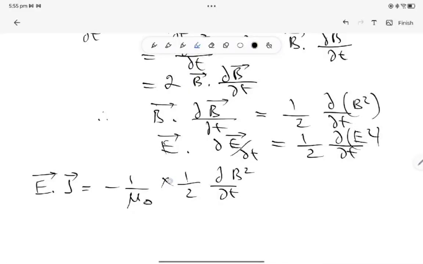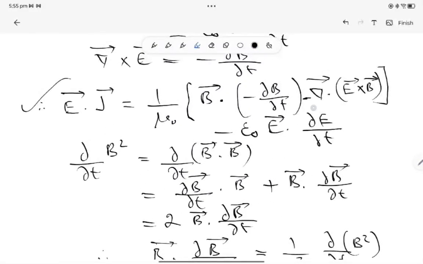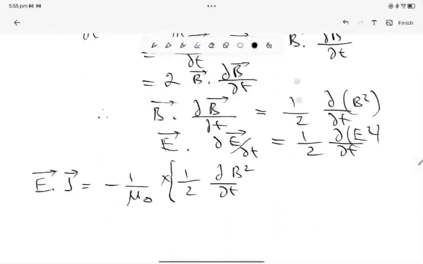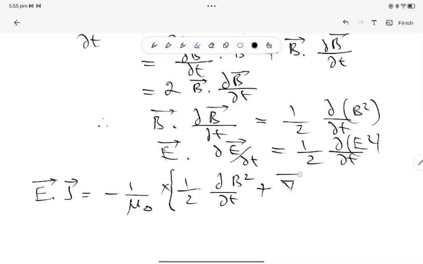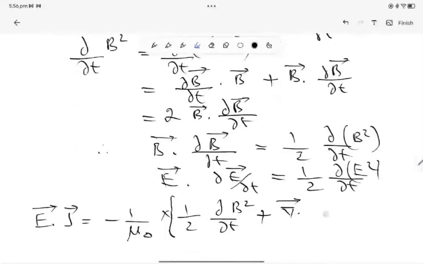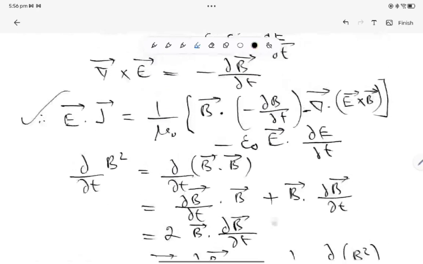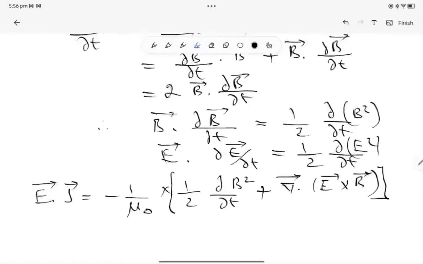If I take this minus as a whole common, then see, this second term is minus, but taking a minus outside, I will have to write it as plus del dot E cross B. Then lastly I have epsilon naught E dot del E by del t, that is 1 by 2 del by del t of E square.